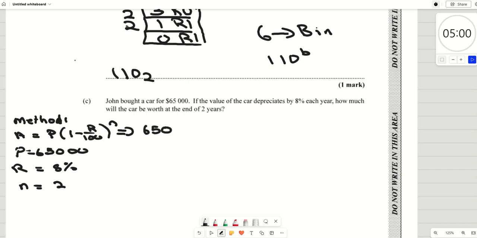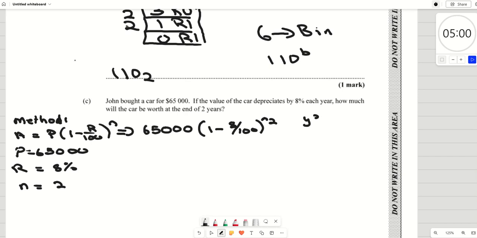6,500, why am I saying 6,500? 65,000, right? Open bracket 1 minus 8 over 100 to the power of 2. Now, there are two ways that you can get this power of, right?